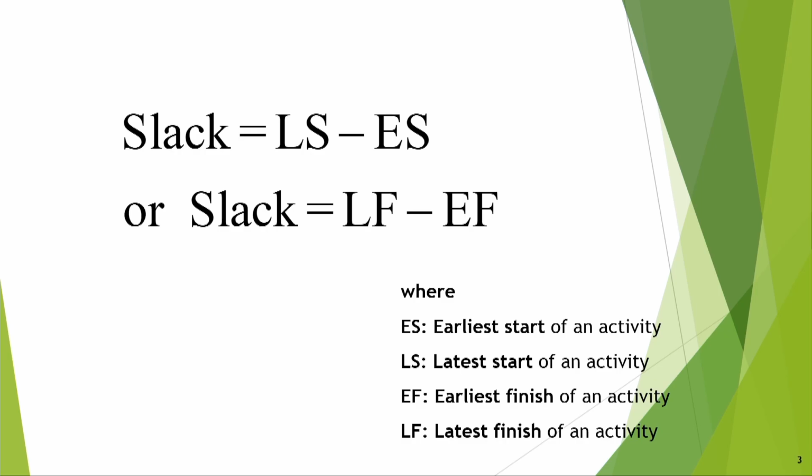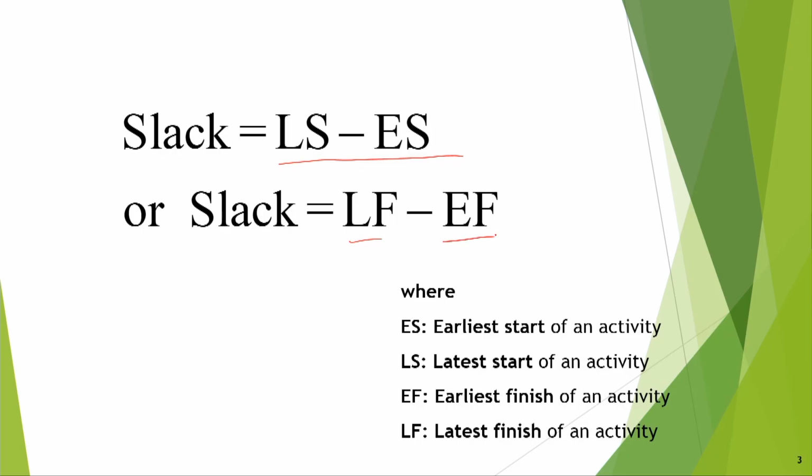So how do we find out slack or float? Slack is equal to latest start time minus earliest start time. That means latest start minus earliest start. Latest it should start by the 10th day, but earliest it can start on the 7th day. So that means you have 3 days of float. Similarly, you can also say LF minus EF, latest finish minus earliest finish.